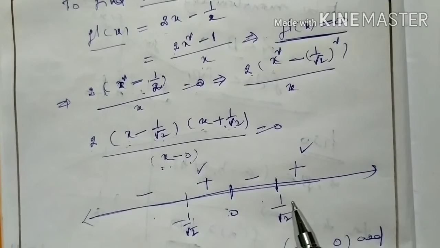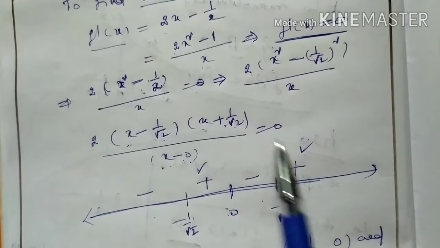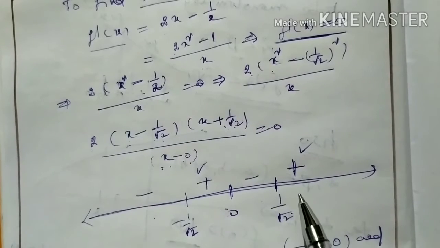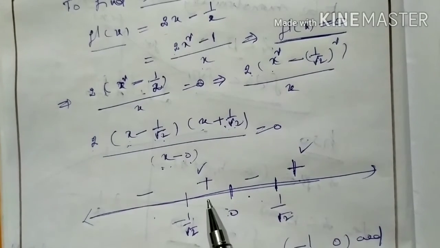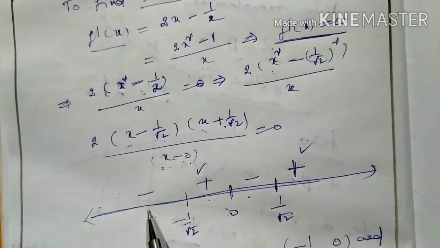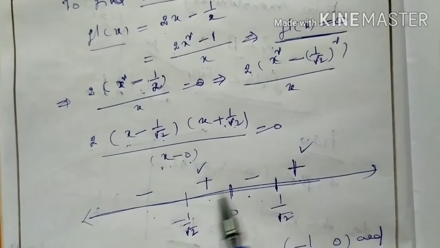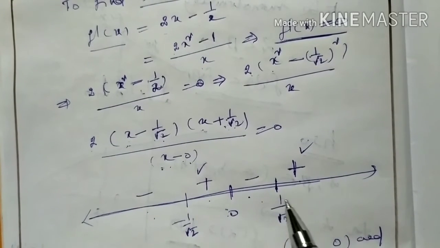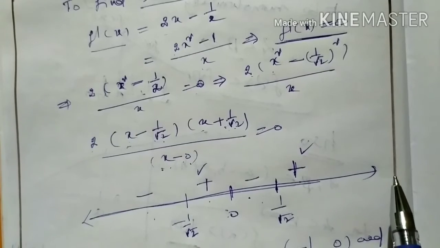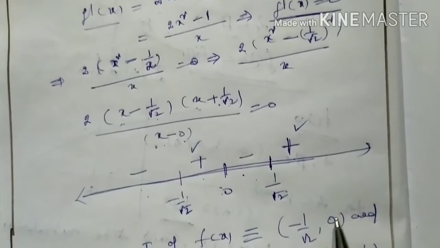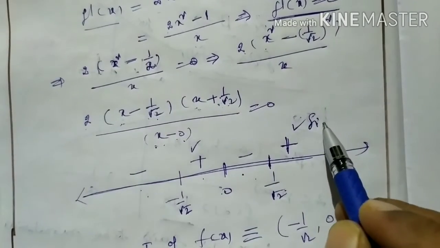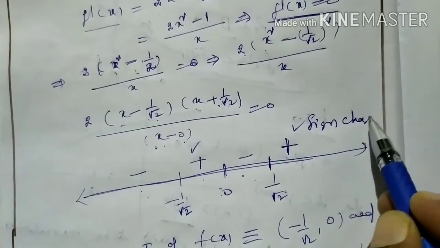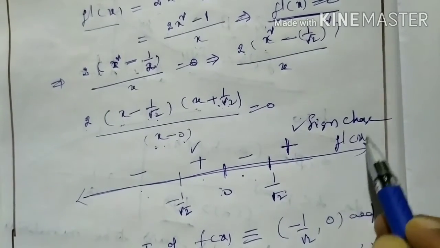So in this case, for values of x greater than 1 by root 2, f dash of x is positive. In the alternate segments, it is negative, positive, negative. By the sign scheme, the sign changes accordingly. Here, it is the sign change of f dash of x, not f of x.